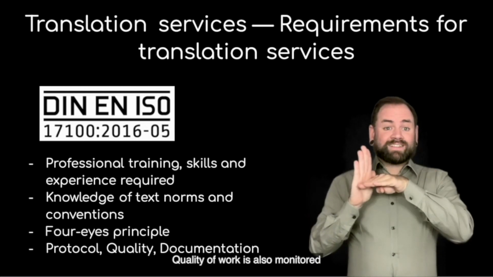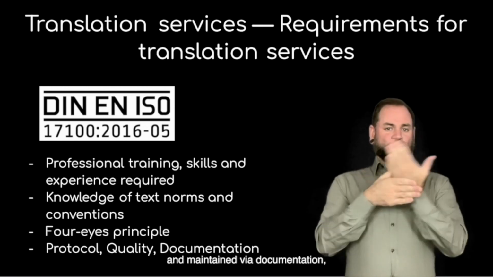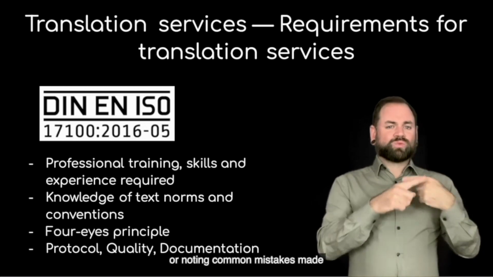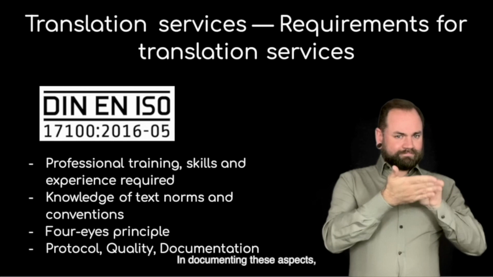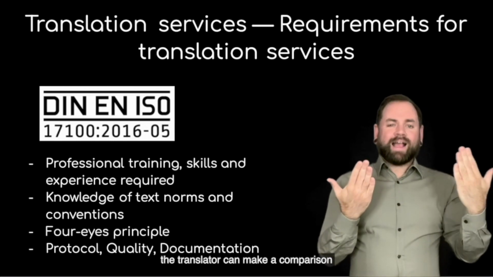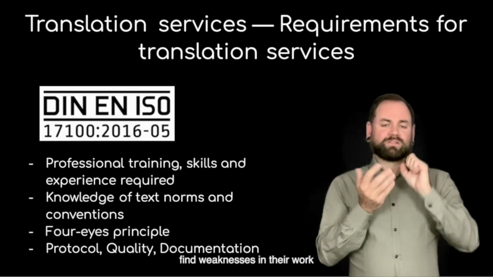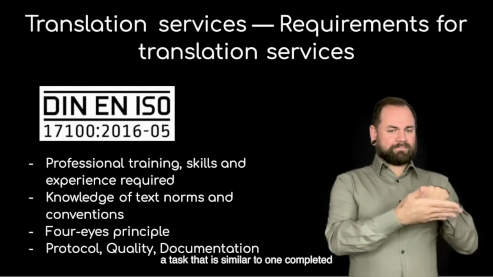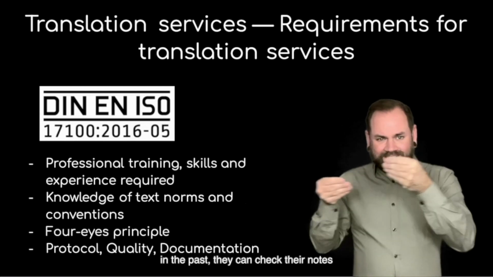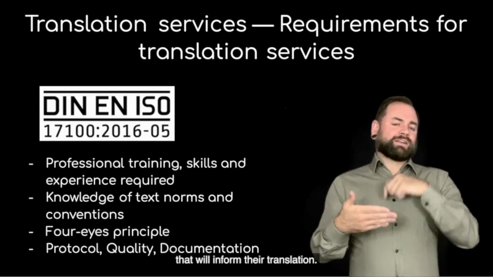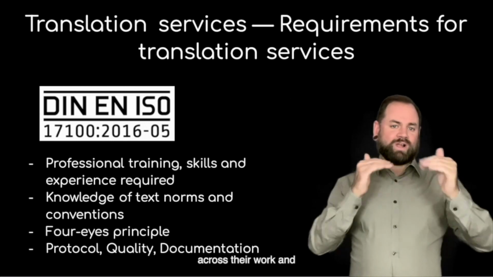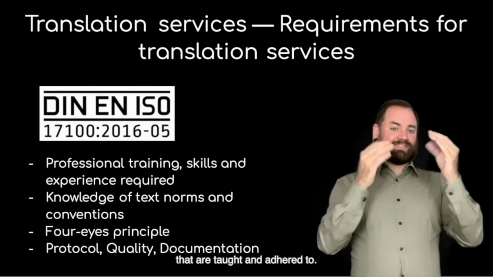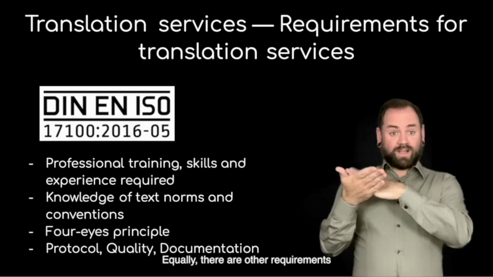Quality of work is also monitored and maintained via documentation, i.e., the markup of a text, or noting common mistakes made in a translation. In documenting these aspects, the translator can make a comparison across different tasks, find weaknesses in their work, and upskill on those weaker aspects. Equally, if a translator is assigned a task that is similar to one completed in the past, they can check their notes that will inform their translation. This creates a consistency across their work and minimizes any variables. These are enshrined in the DIN that are taught and adhered to.